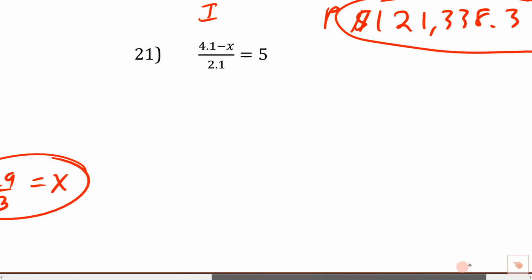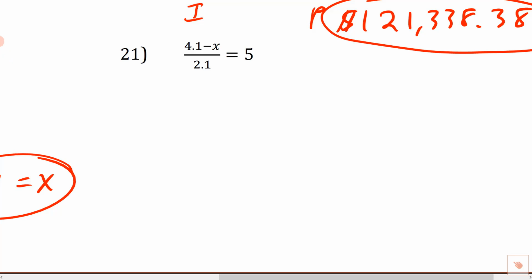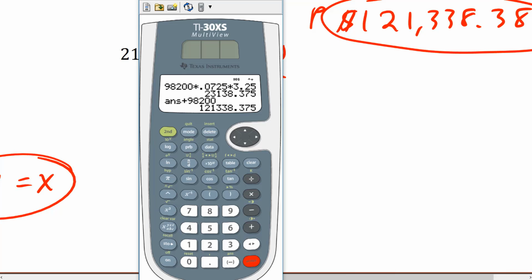I'm going to slide over here and take a look at this one. This one goes a heck of a lot quicker. We want to get rid of the dividing by 2.1, so I'm going to multiply both sides by 2.1. Notice that second set in parentheses. 4.1 minus x equals, and we're going to multiply here. I believe this is 10.5, but let's just go ahead and check.